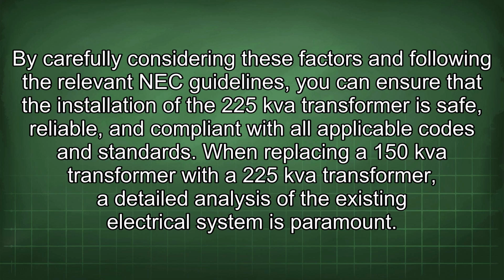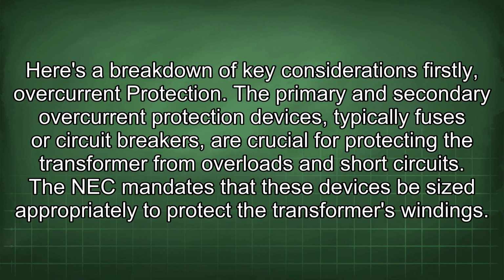When replacing a 150 kVA transformer with a 225 kVA transformer, a detailed analysis of the existing electrical system is paramount. Here is a breakdown of key considerations. Firstly, overcurrent protection. The primary and secondary overcurrent protection devices, typically fuses or circuit breakers, are crucial for protecting the transformer from overloads and short circuits. The NEC mandates that these devices be sized appropriately to protect the transformer's windings.